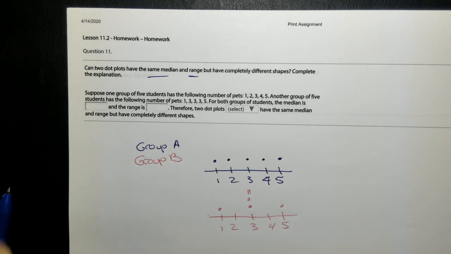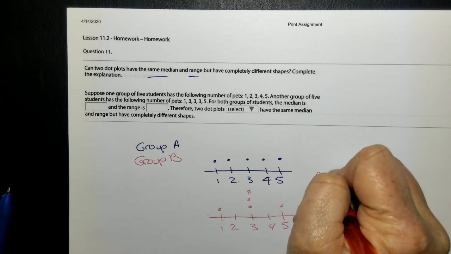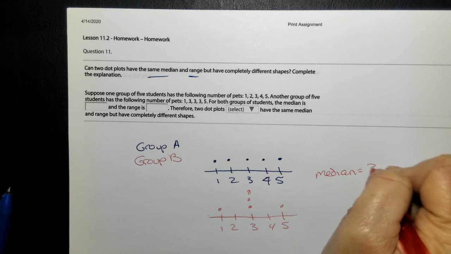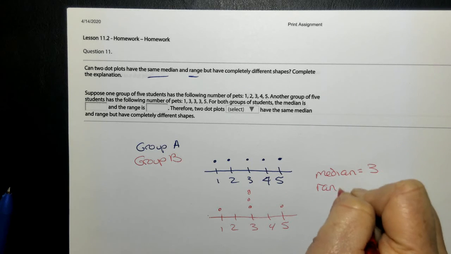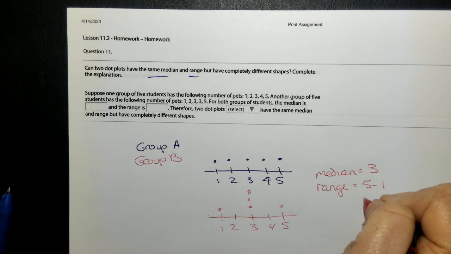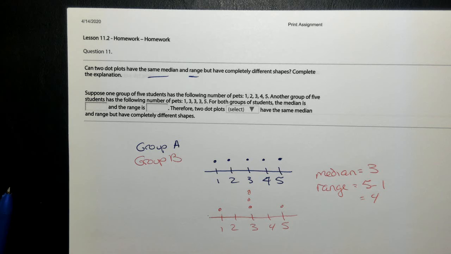So in fact, let's look at it. The median in both cases is the same, which is 3. And the range in both cases is the same. It's 5 minus 1, which is 4. So the answer is yes, we can have two graphs or plots that have the same median and range and yet look quite different.